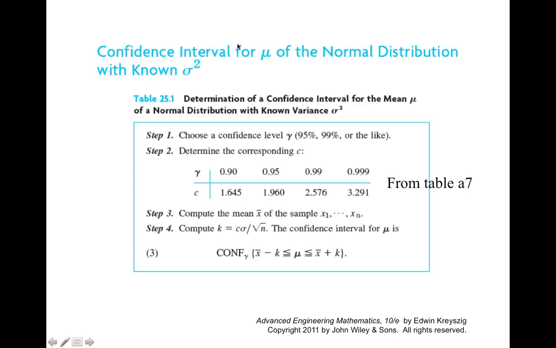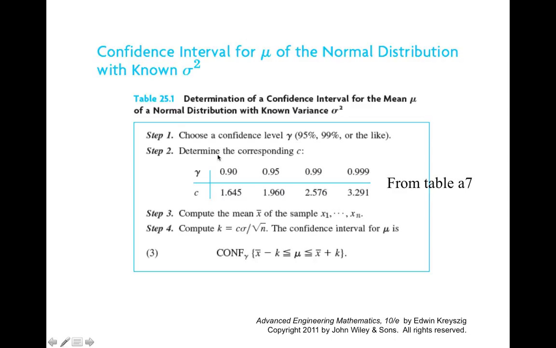So now what do we mean by a confidence interval? A confidence interval for the mean of the normal distribution with a known variance. In this case, we know the variance. And so now what you have to decide is how confident you want to be that you're going to get a correct estimate of the mean. So do I want to be 95% confident, 99% confident, or so on?